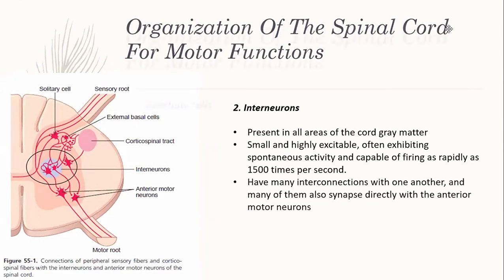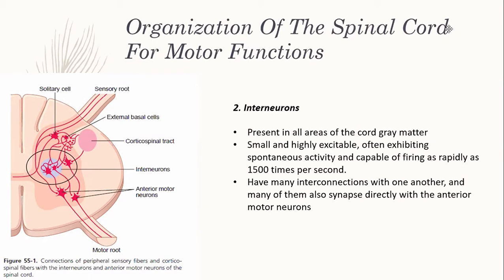So the second type of neurons in the spinal cord, in the gray horn, is the interneuron. So para sa akin, na-appreciate ko ngayon yung importance ng interneuron is it's present in all areas of the gray matter. It's small and highly excitable, often exhibiting spontaneous activity and capable of firing as rapidly as 1,500 times per second. It has many interconnections with one another, and many of them also synapse directly with the anterior motor neuron.